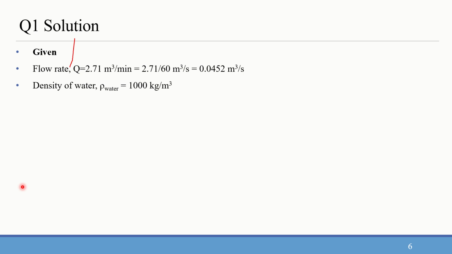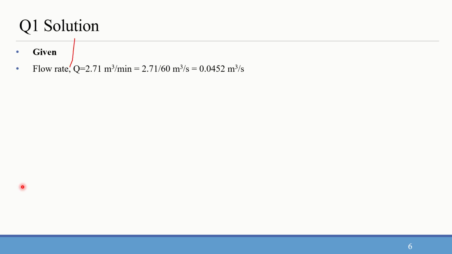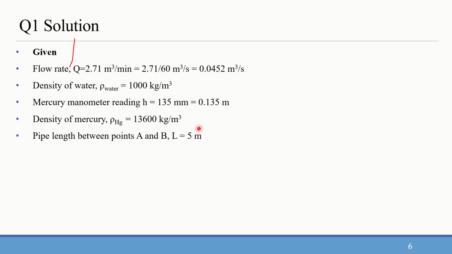And next is density of water. Was it given that water is a fluid? Yeah, water is the fluid here. So we need to know the density and viscosity of water. Density of water is 1000 kg per meter cube, and viscosity we haven't been given, but it is 0.001 kg per meter second. Viscosity is 10 power minus 3. And next is mercury manometer reading. It is given as 135 mm, or in other units, it is 0.135 meter. And density of mercury also we know as 13,600 kg per meter cube.